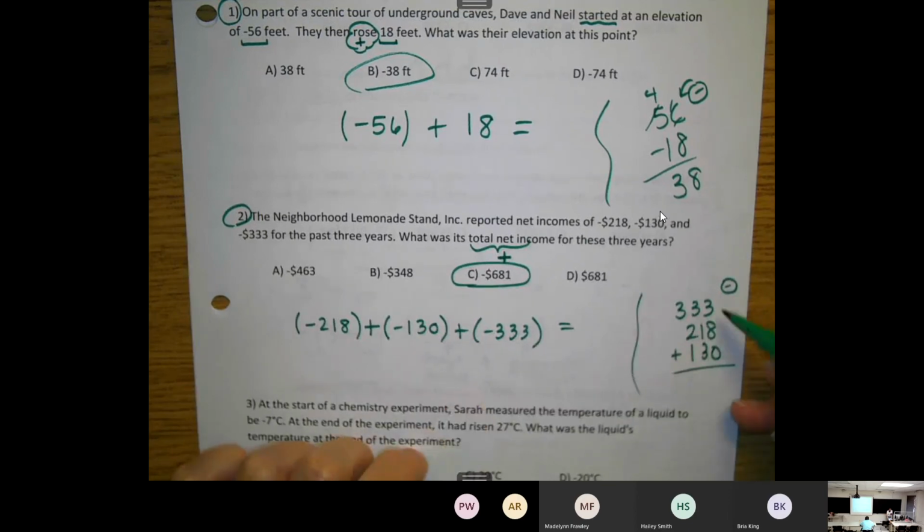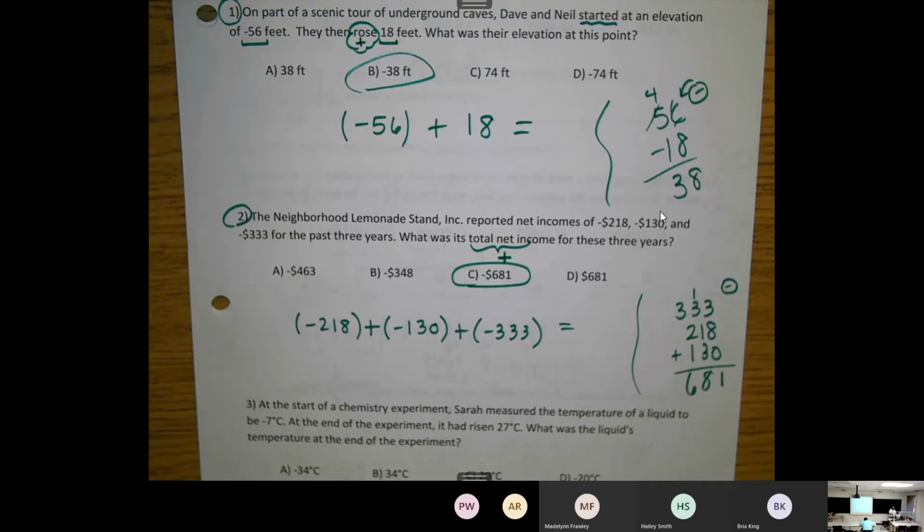Adding them all up, 3 and 8 makes 11, carry the 1, I see what I did. I wrote down 281 instead of 218. Okay. Pro tip, don't change the numbers, right? Oh my goodness.